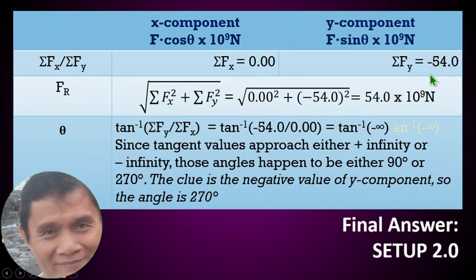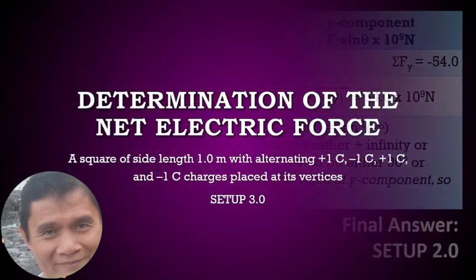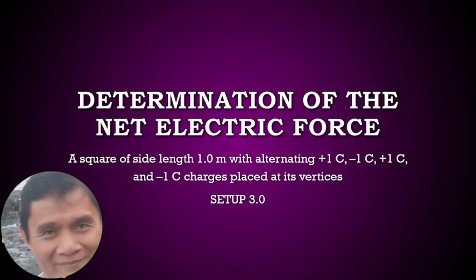Notice that the answer is the same as earlier. That is 53.99, this is 54. Negative, the same, no? So, notice that it can also be solved right away. Another way is determination of the net electric force. If you want to review that, you can just go back.